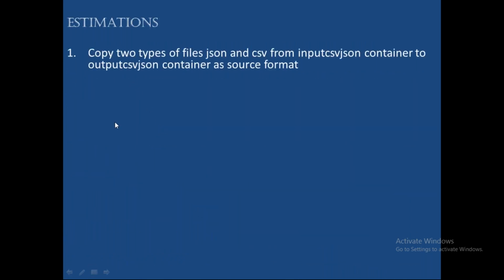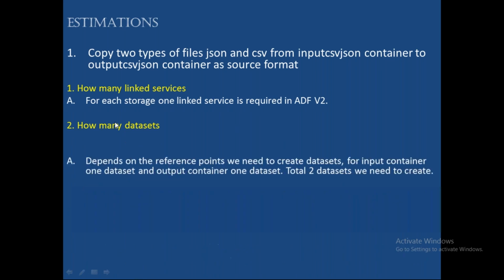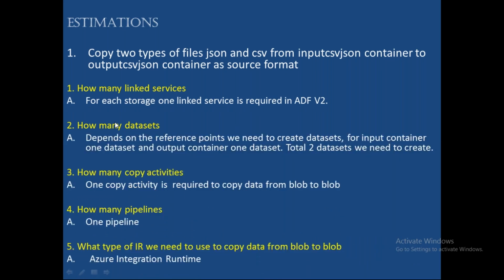So again, copy two types of files, JSON and CSV, from the input CSV JSON container to the output CSV JSON container in the source format. Meaning, if you have a JSON file in the source, I want to load it as JSON. If you have a CSV file in the source, I want to load it as CSV. For this you need two linked services, two data sets, one copy activity, one pipeline, and Azure integration runtime. We need the same setup for this requirement as well.